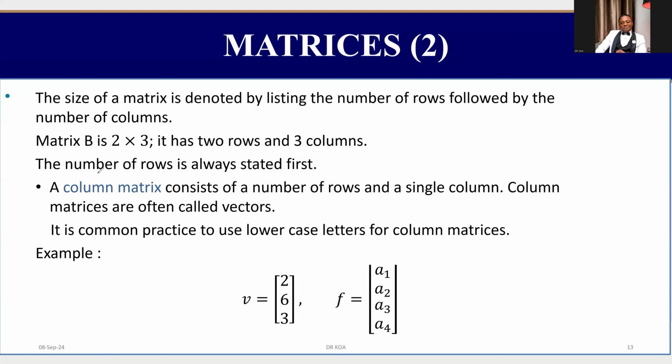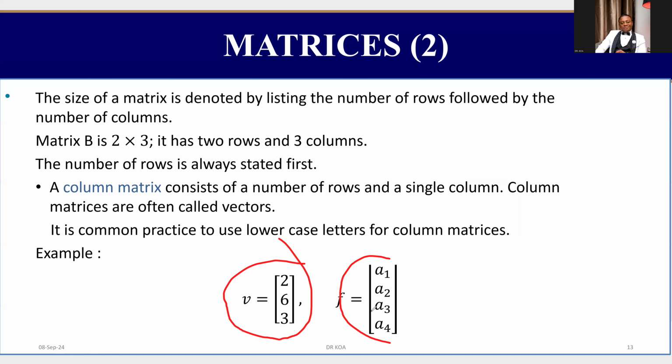So let's look at some matrices. The matrix you see on your screen here is a column matrix. The vector V that you see here is a column vector. The vector F is also a column vector, but they are also matrices. Who can tell me why this is a vector, but also a matrix? Do you remember the difference between a vector and a matrix I gave you?